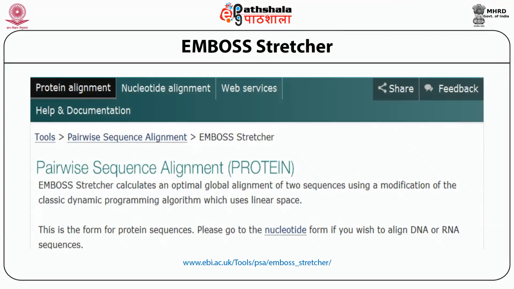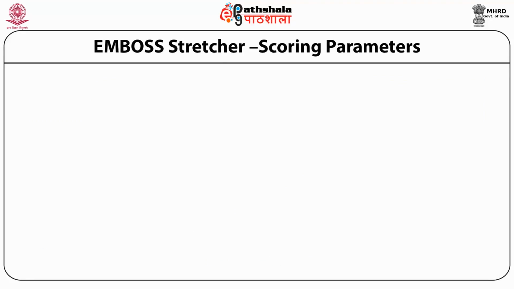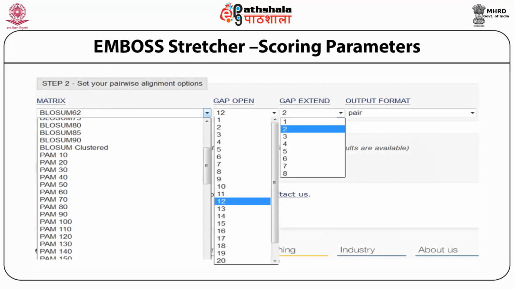EMBOSS Stretcher, also available at European Bioinformatics Institute, uses a modification of the Needleman-Wunsch algorithm that allows larger sequences to be aligned globally. With EMBOSS Stretcher, there are again 3 steps. Step 1 is to enter the input sequences in a similar interface as used for entering input sequences during EMBOSS Needle usage. Step 2 is to set the parameters for scoring.